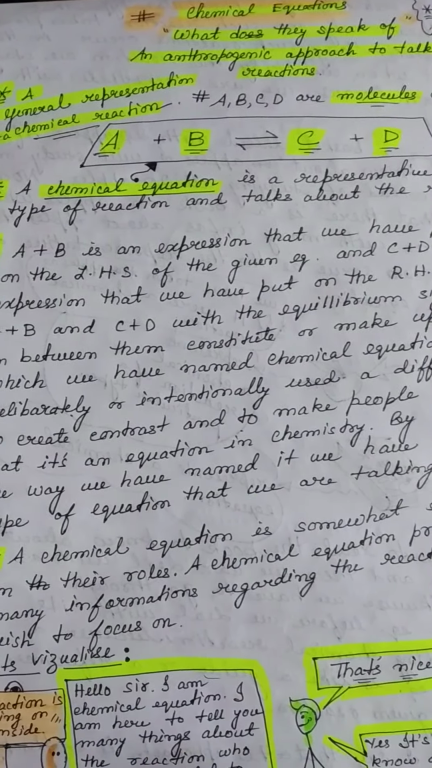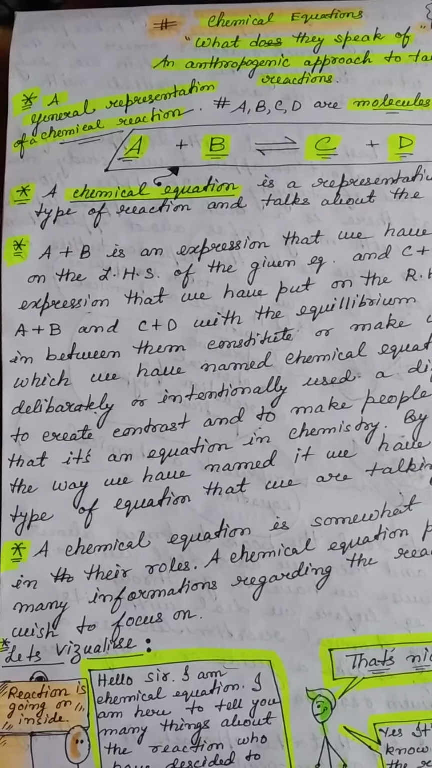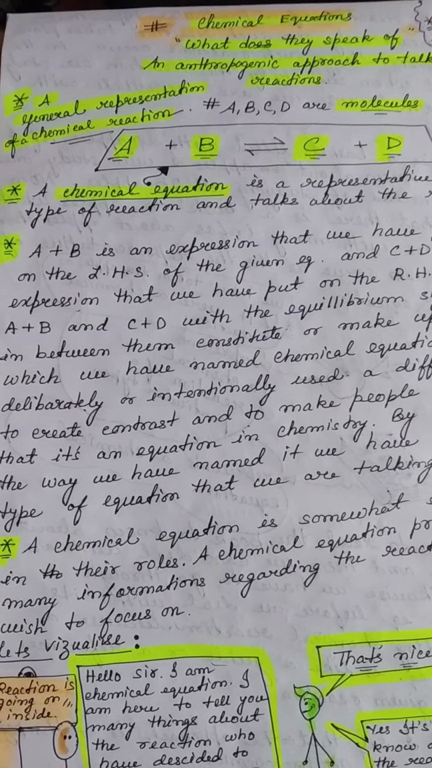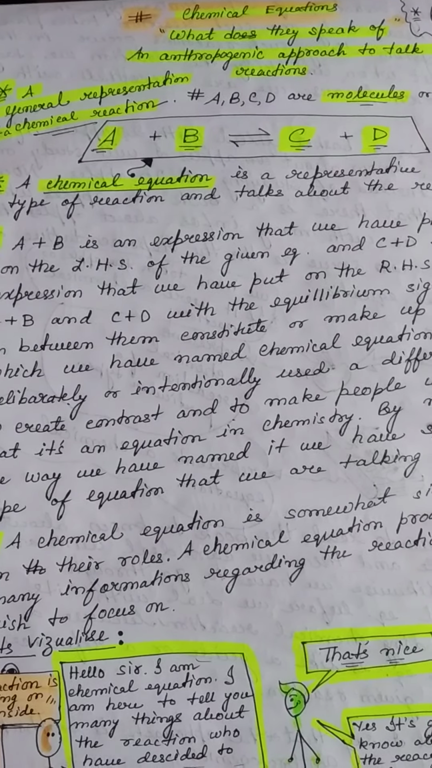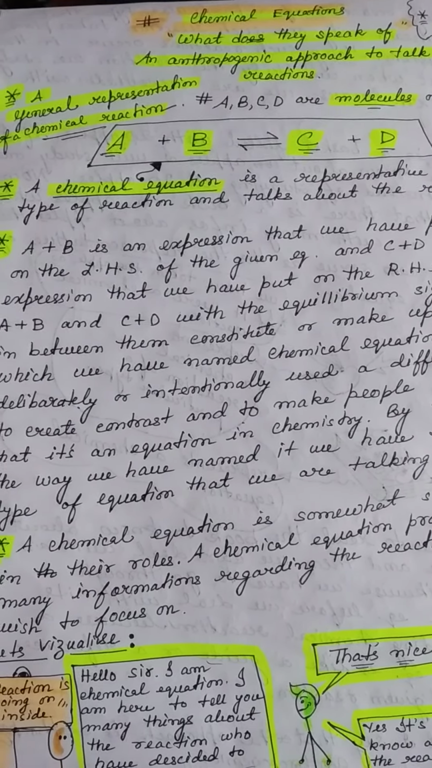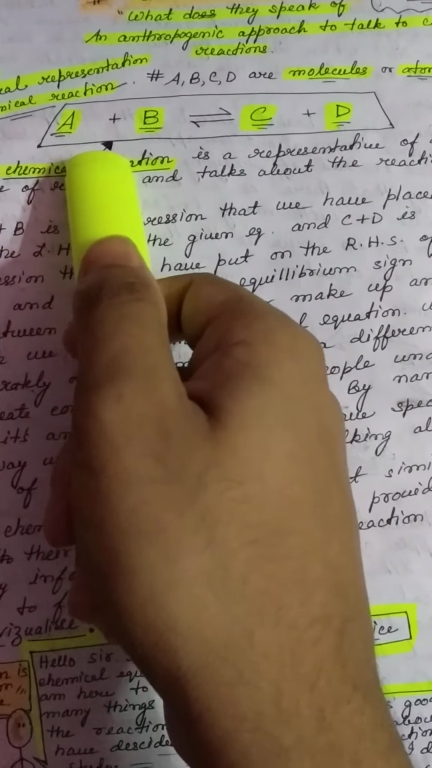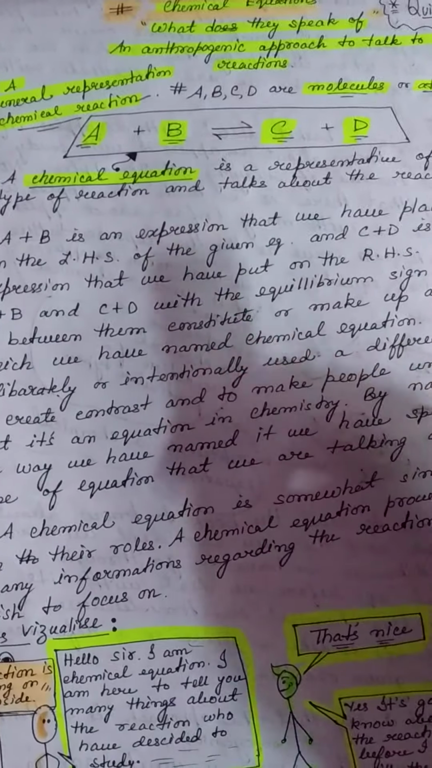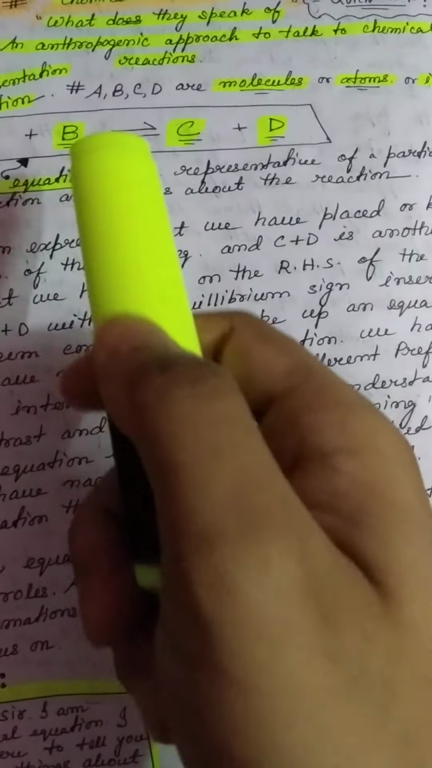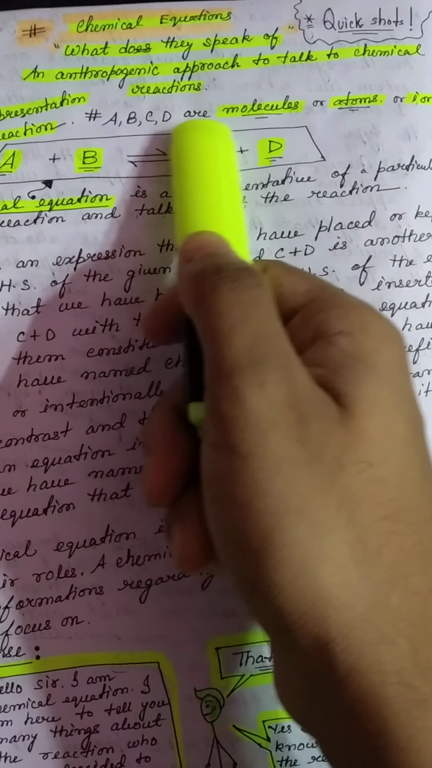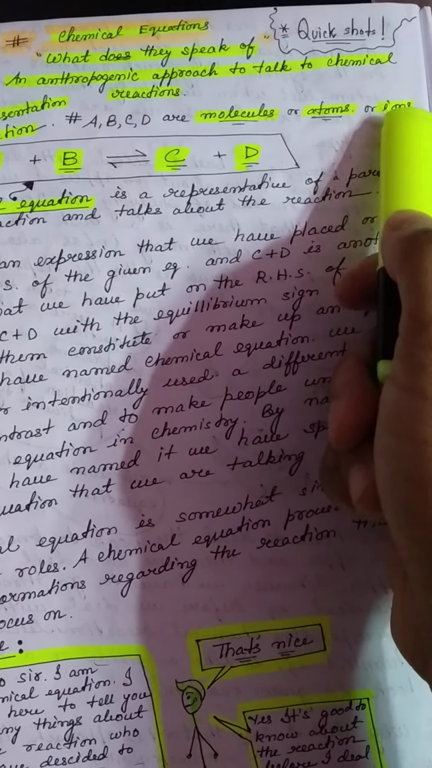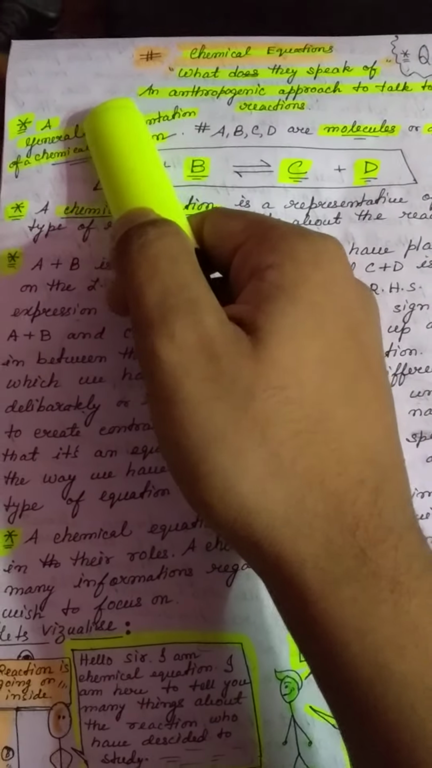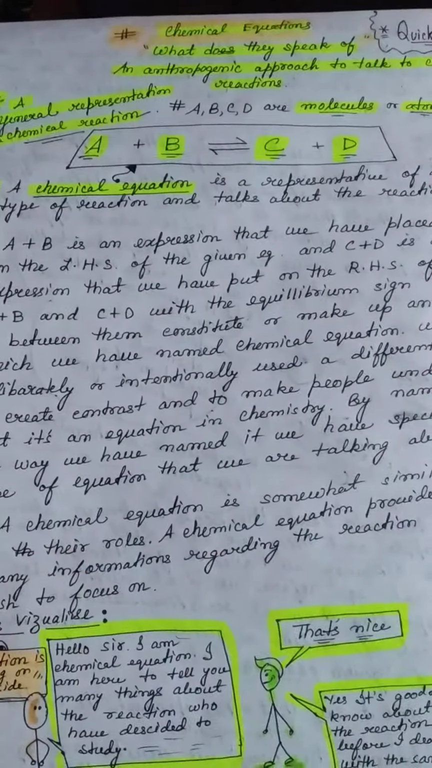Yes, another definition of a chemical equation is that it is a representation of a chemical reaction. I have used the word general because in this representation I haven't mentioned any atom or molecule or ion, and that is the reason I have written A, B, C, D are molecules, atoms or ions, because I haven't specified, and that is why I have used the word general in this case.